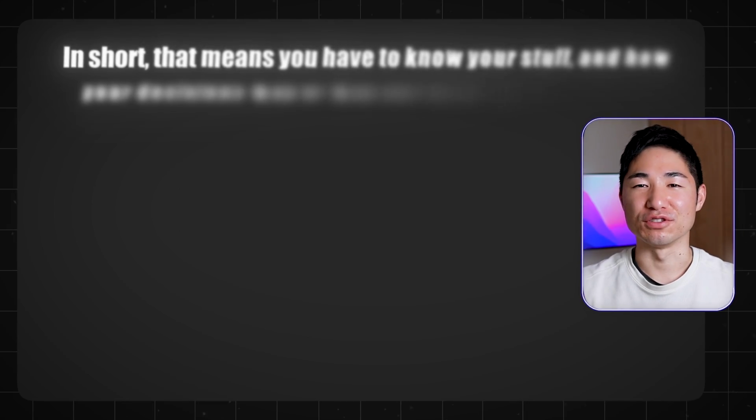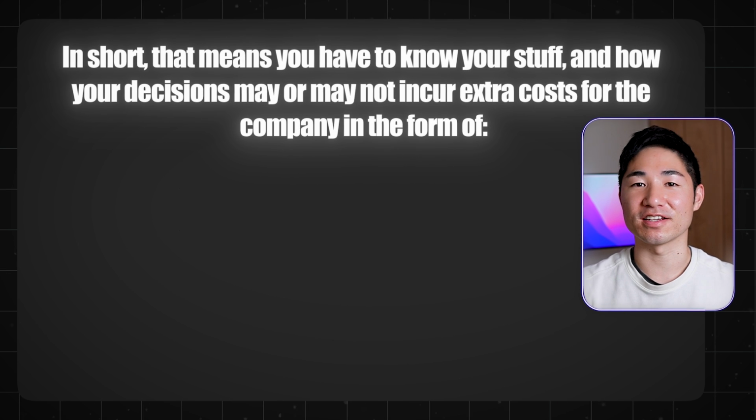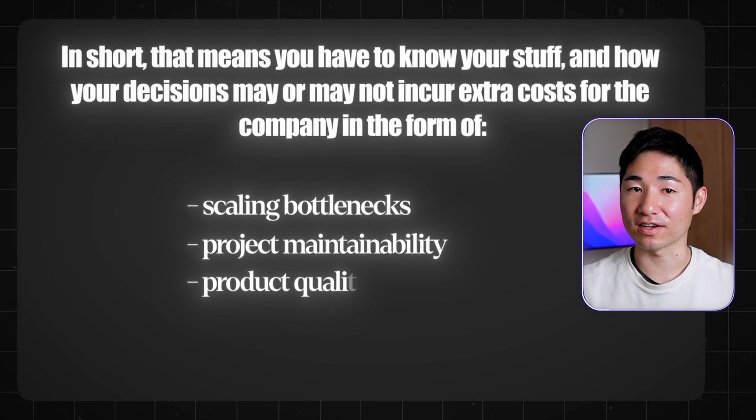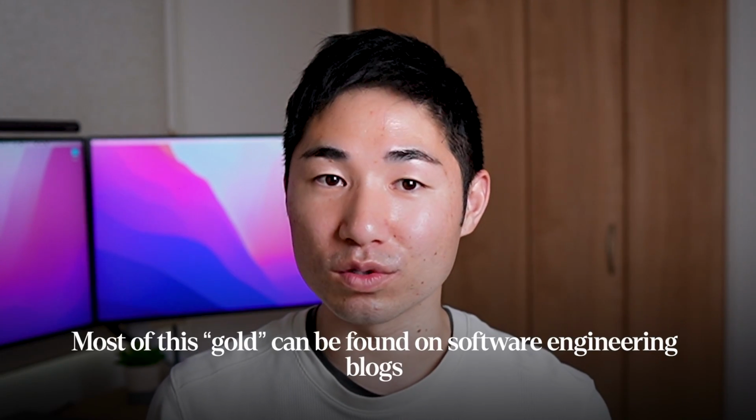In short, that means you have to know your stuff and how your decisions may or may not incur extra costs for the company in the form of scaling bottlenecks, project maintainability, product quality, and more. So what does this mean for you? At this later stage in your development, you want to focus your efforts on solving problems thoroughly. That means understanding the trade-offs between different approaches that other developers have taken for their companies and their unique contexts. Yes, this will take research and digging around for insightful gold. The day-to-day decision making done by professional developers is the key to your growth as a junior programmer. Most of this gold can be found on software engineering blogs, so be sure to stay up to date on current trends and best practices as a software developer.